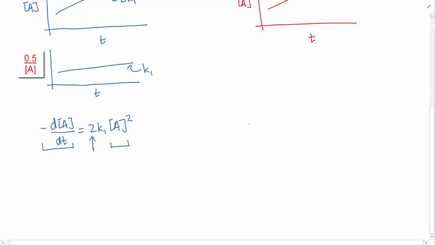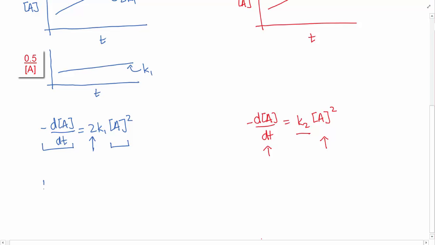In the second case, we have that the disappearance of A over time is equal to K2 times the concentration of A squared. So if we were given a rate of disappearance and we were given a concentration of A, there would be no 2 involved. We could simply just plug those numbers in and get this K2.